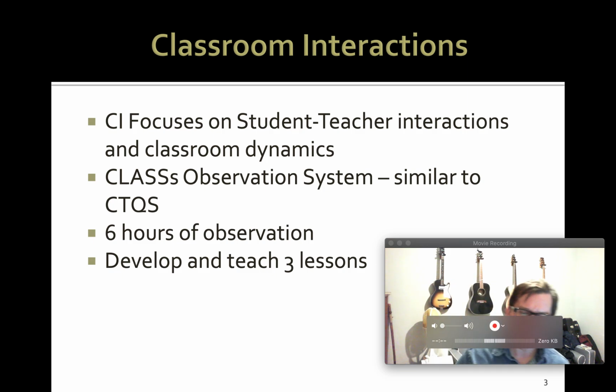We train them in a Class S observation system, and we'll give you copies of that so you see what it is. It aligns closely to the Colorado Teacher Quality Standards, and it really just contains the elements of good teaching that you all already know about. But it's a good thing to review because then you'll know what we've trained the students in, what we've talked to them about, and it'll help you with conversations that you can have with the students after they've spent time in your classroom. Students are expected to do 6 hours of observation in your classroom prior to the teaching experience that they'll have. And then after the observation, we expect them to develop and teach 3 lessons in your classroom.